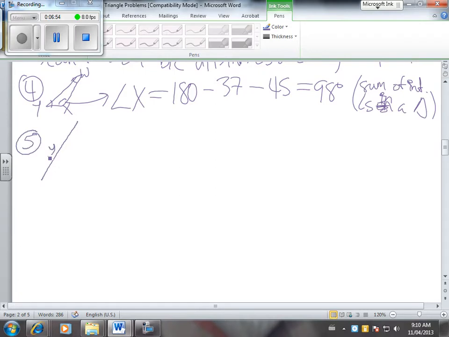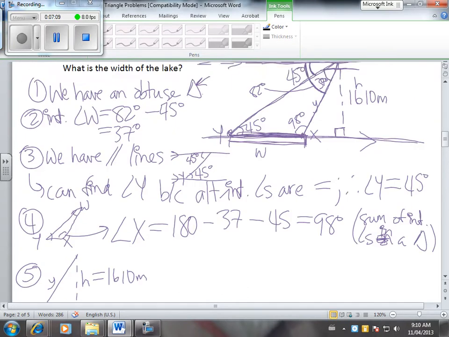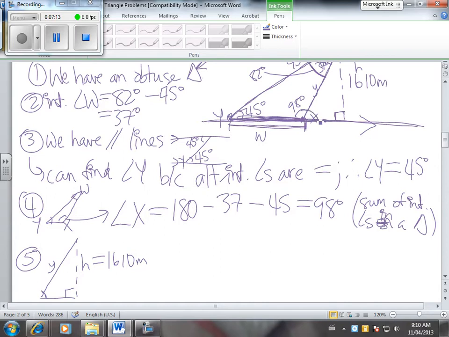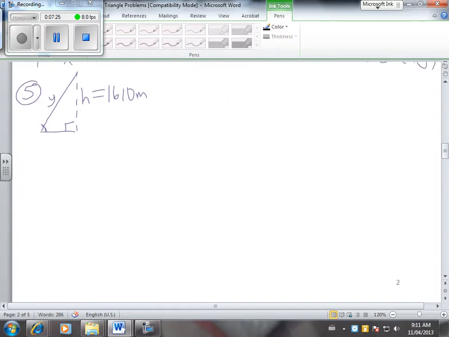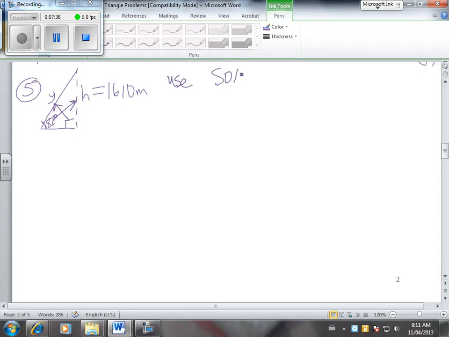So we have side y, and we had the height, and that equaled 1,610 meters. We have that angle here, and we can find this angle. Again, if we look up here, this is the exterior angle, and so this will be 180 minus 98. So this angle will be 82 degrees. If I look, I have opposite over hypotenuse. I'm going to use SOHCAHTOA, because this is a right triangle. Because I have opposite and hypotenuse, I'm going to use sine.